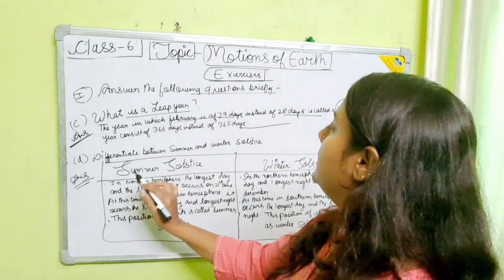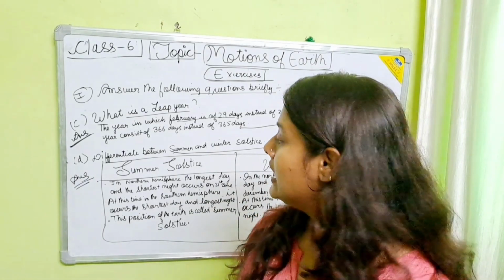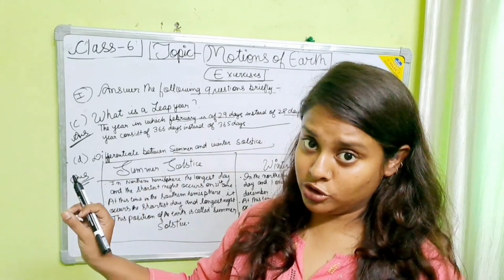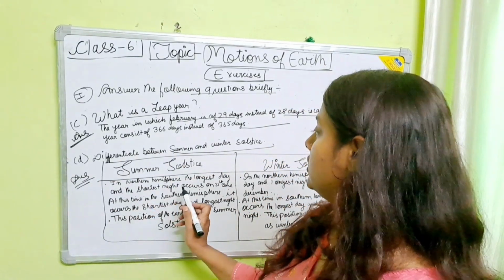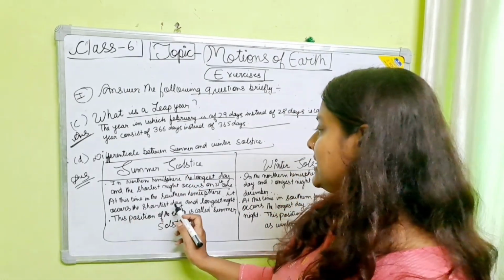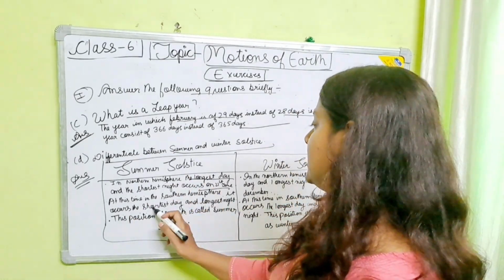Now differentiate between summer and winter solstice. This we have also discussed in detail in our topic revolution. In the northern hemisphere, the longest day and the shortest night occur on 21st June. At this time, in the southern hemisphere, the shortest day and the longest night occur.